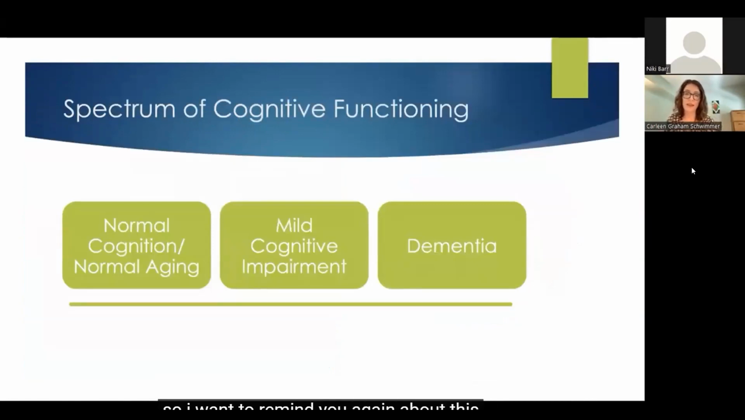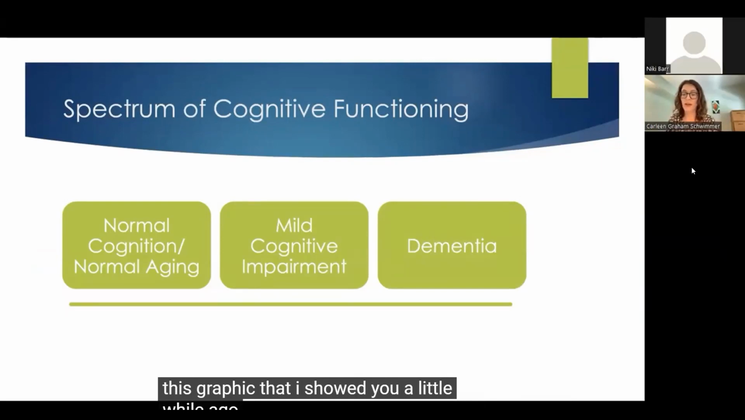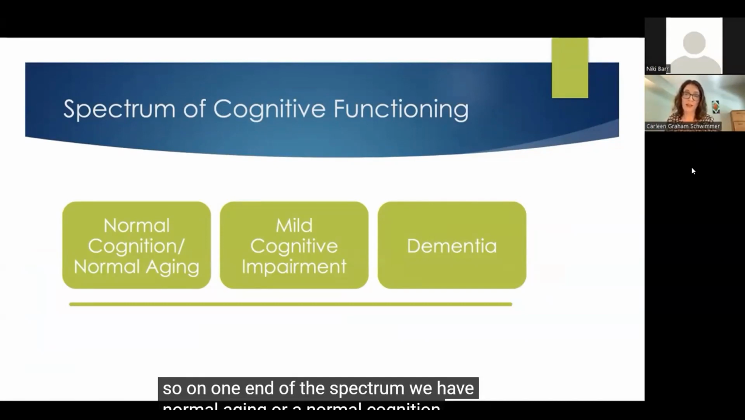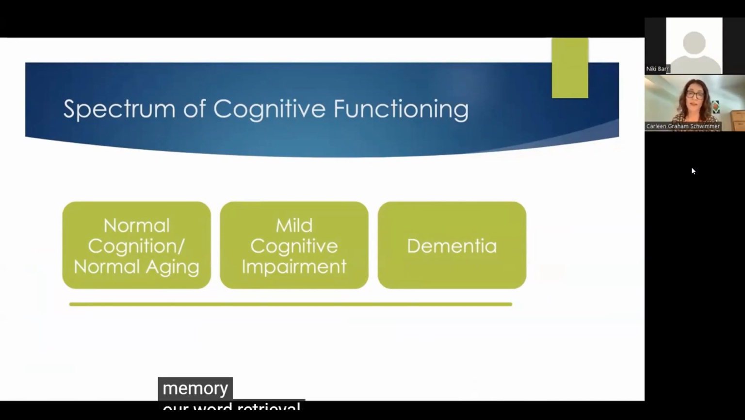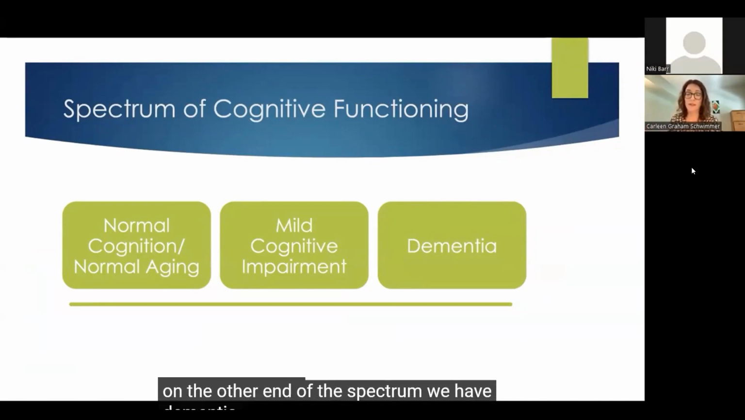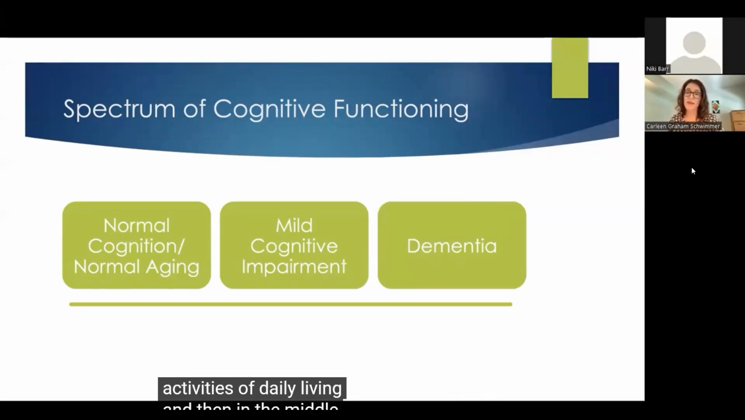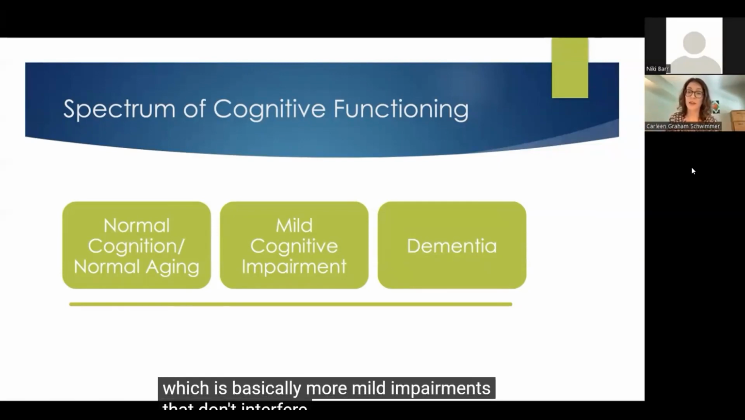So I want to remind you again about this graphic that I showed you a little while ago. Now that we've gone over the different parts of cognition, remember that we can think of cognitive abilities or cognitive functioning as occurring on a spectrum. On one end of the spectrum, we have normal aging or normal cognition. Normal aging is associated with some changes, some decline in things like our ability to process information quickly, our memory, and our word retrieval. On the other end of the spectrum, we have dementia, which is substantial cognitive impairment that interferes with one's activities of daily living. And then in the middle, we have mild cognitive impairment, which is basically more mild impairments that don't interfere with someone's activities of daily living.